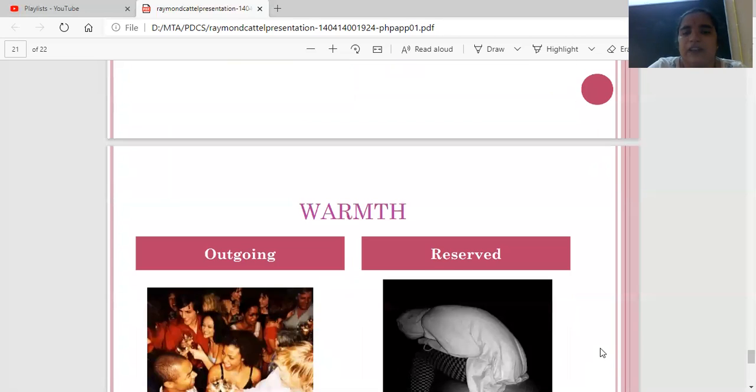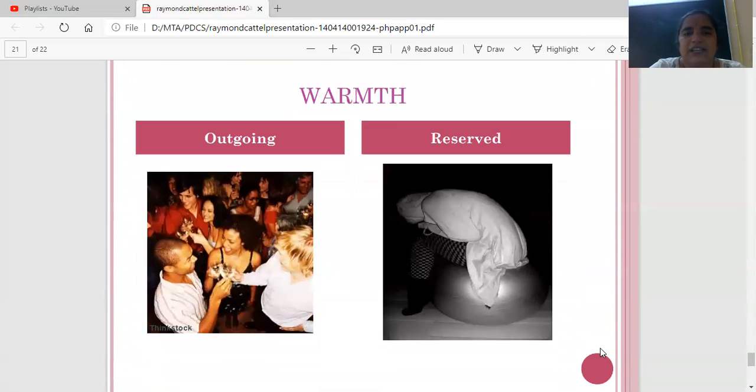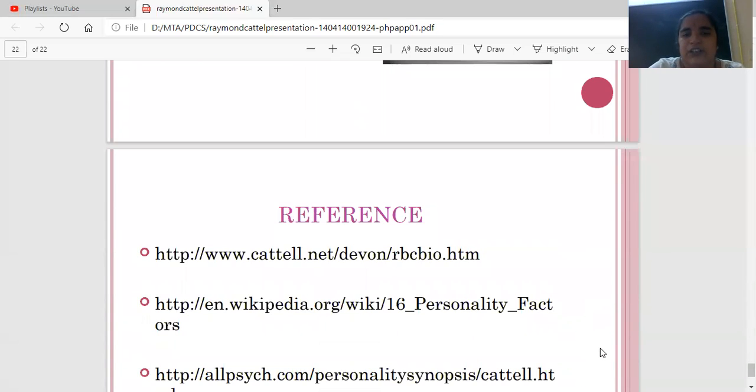Then warmth. Warmth means, again the same thing, whether you're outgoing or reserved. Are you a shy person or a social butterfly? Extrovert or introvert?